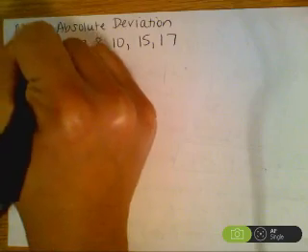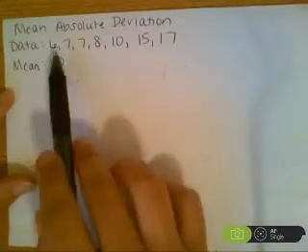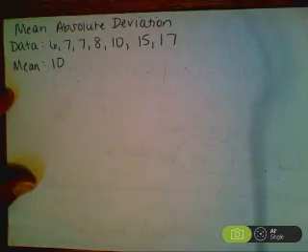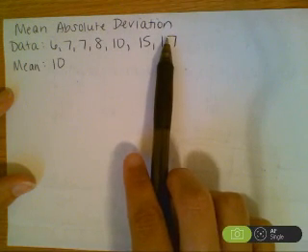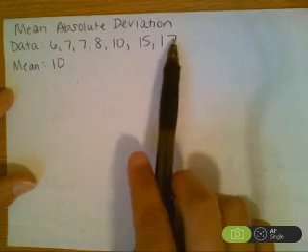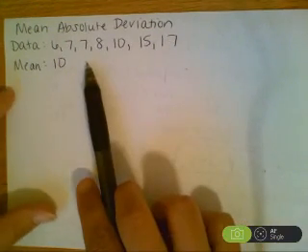The mean of this data set is 10. That is the first thing you do when calculating mean absolute deviation. When I summed these values, I got 70. Since there's 7 values, 70 divided by 7 is 10.